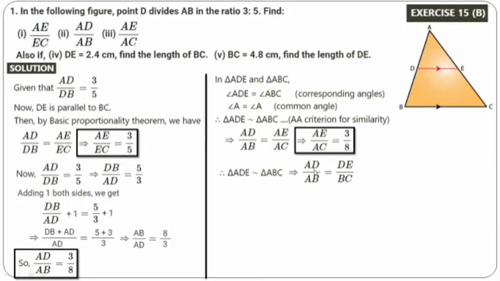Now what is the value of AD by AB? AD by AB is 3 by 8. What is DE? DE is 2.4, right? So from here, calculate the value of BC. It turns out to be 6.4 centimeter.